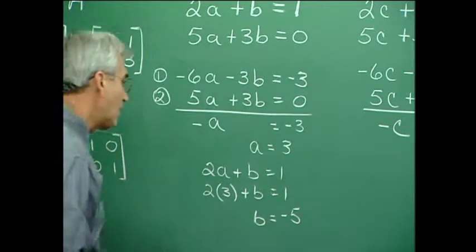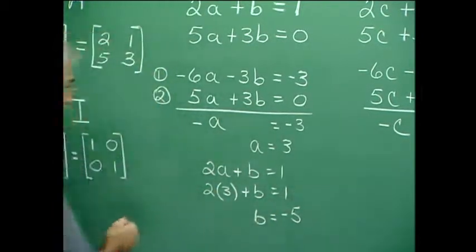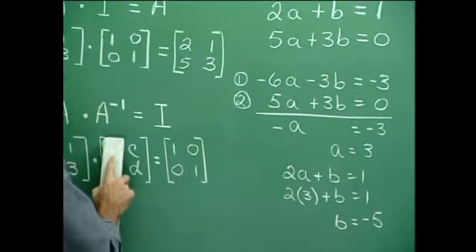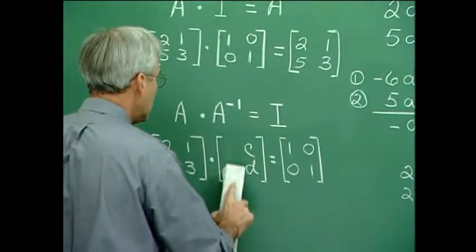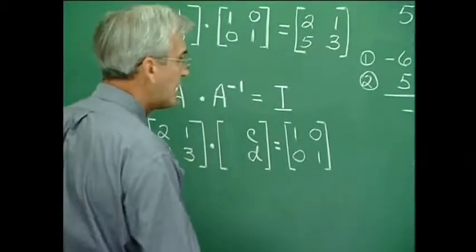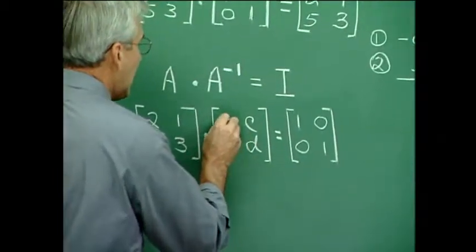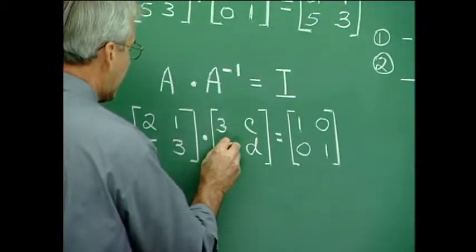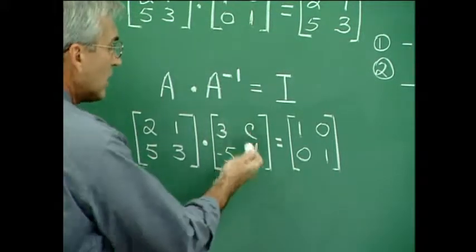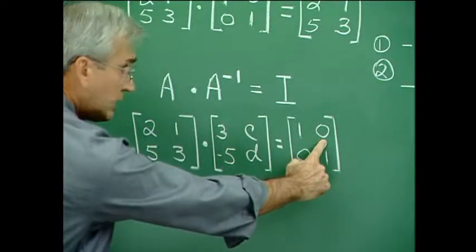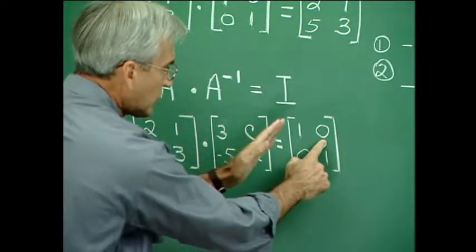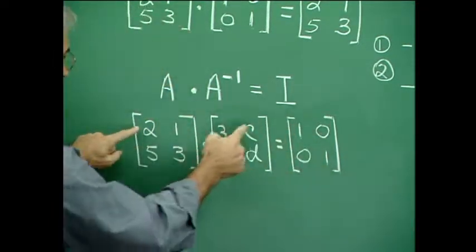Now, once I've found the values for A and B, I could come back here and put those values into this matrix. You see, and then I can find C and D in a similar way. Let's do that. I've got 3 here and -5. Okay, for C and D, very similar kind of idea. For this item, it's in the first row, second column.